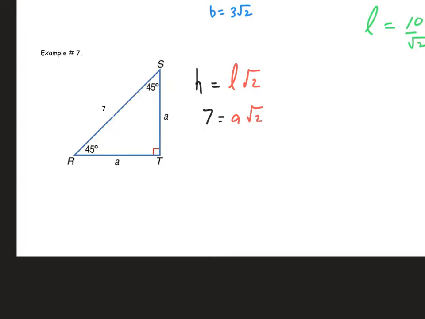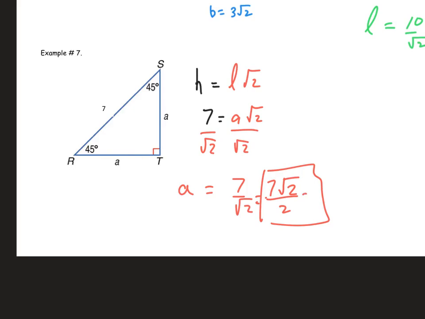Okay, last example. I have h is equal to L square roots of 2. For the hypotenuse, I see that h is 7, so I replace h with 7 and L with the letter A. So we divide both sides by the square root of 2. So we get that A is equal to 7 over the square root of 2. I have to multiply by the square root of 2 over 2, or using my nifty needle trick, I get 7 square roots of 2 over 2, and I am finished. That is what A is.